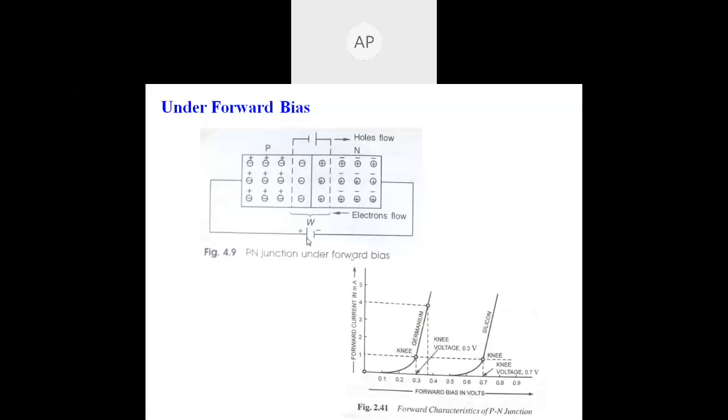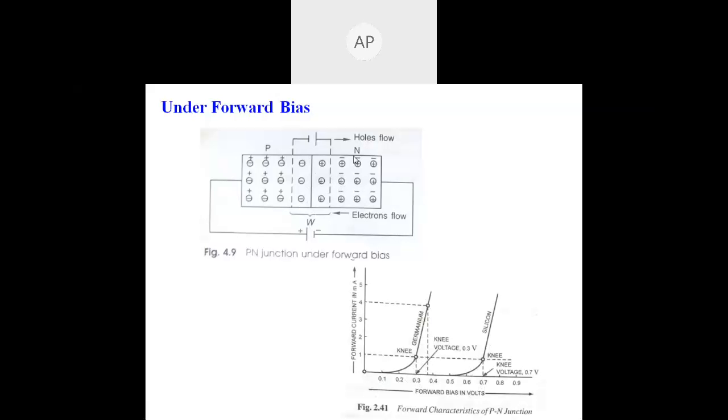So once your applied potential is greater than the barrier potential, let's consider a germanium material. For that case, the barrier potential is 0.3. If the external voltage is greater than this germanium barrier potential, then the barrier will disappear and the current will flow, and the current will rise linearly.